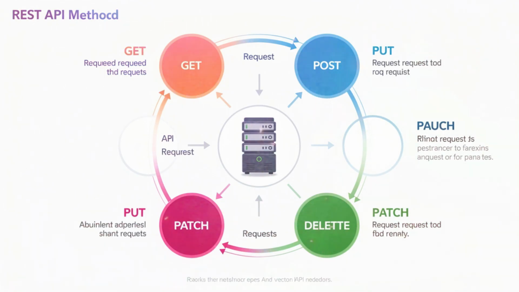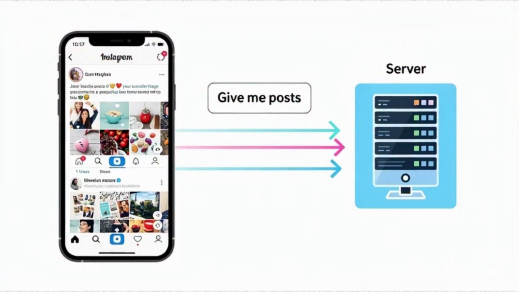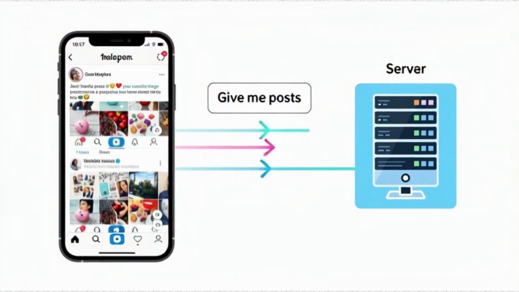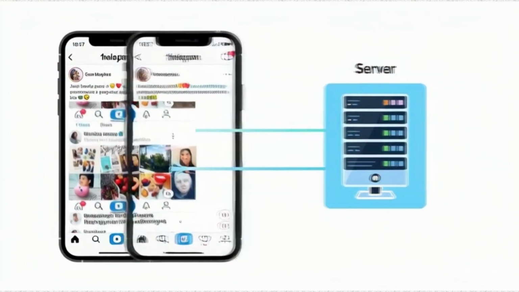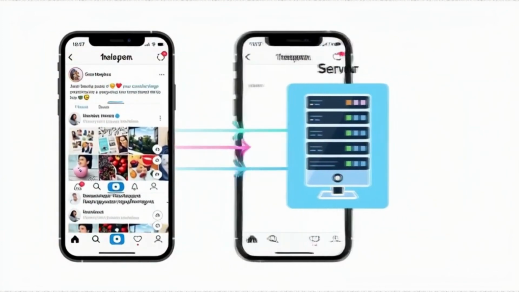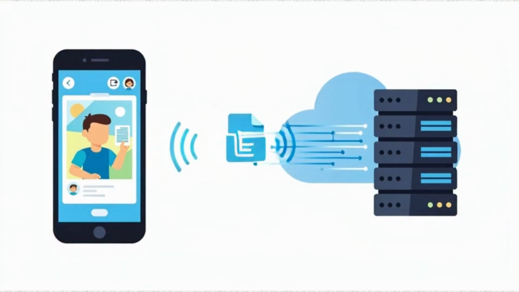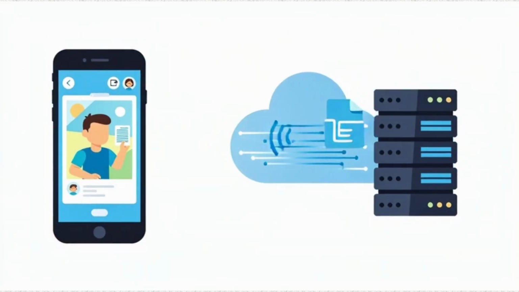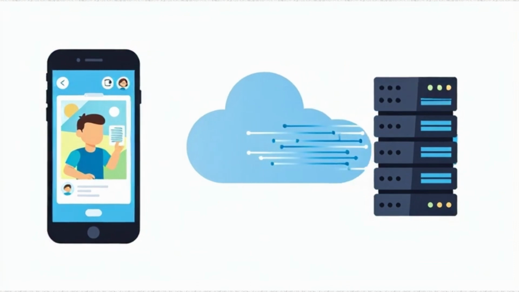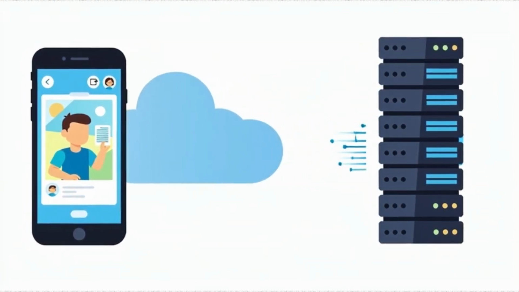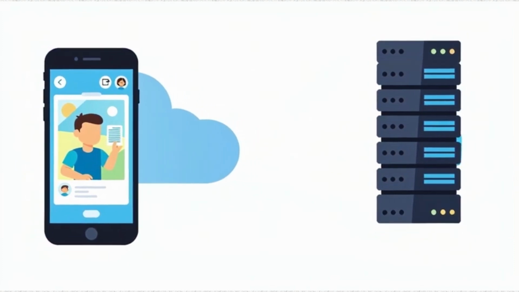RESTful APIs use HTTP methods. These methods are like website actions. Let's understand them with examples. You open Instagram and see posts. Your app sends, give me posts. Server replies, here are your posts. This is called GET request. GET request is like reading data. Next, if you upload a photo on Instagram, app sends, here is a new post. Server says, okay, I saved it. This is called POST request. POST request is like creating new data.